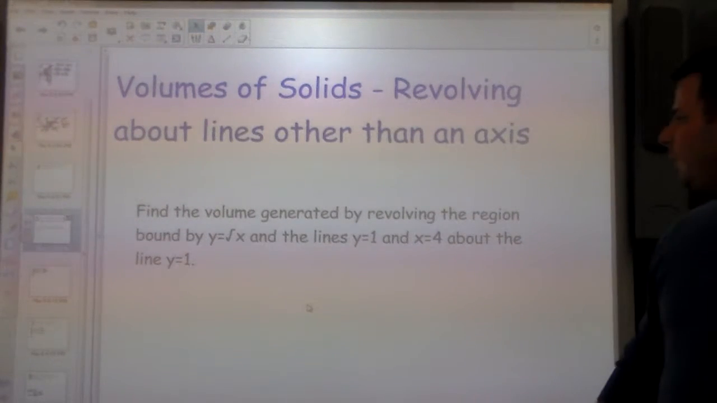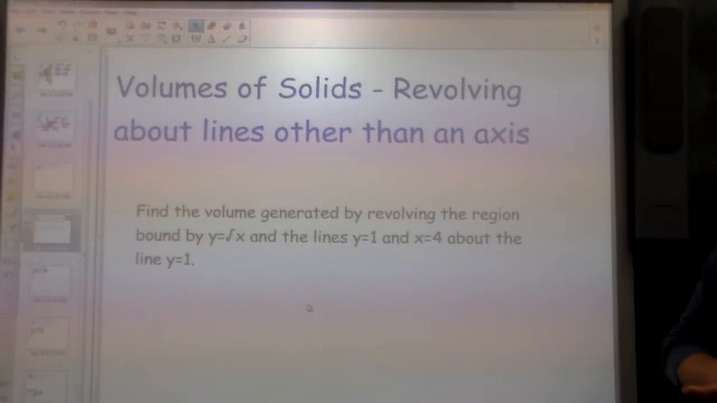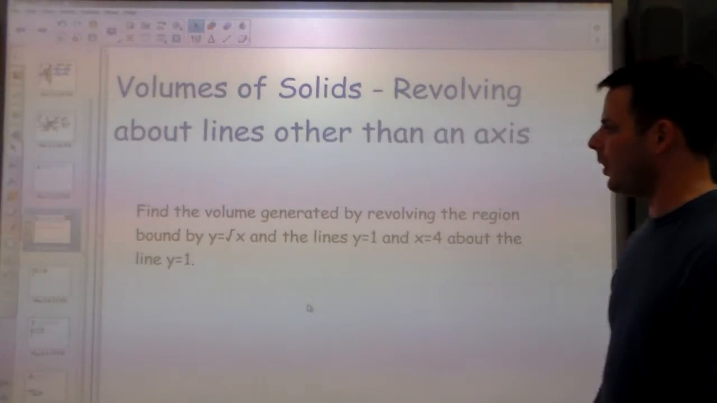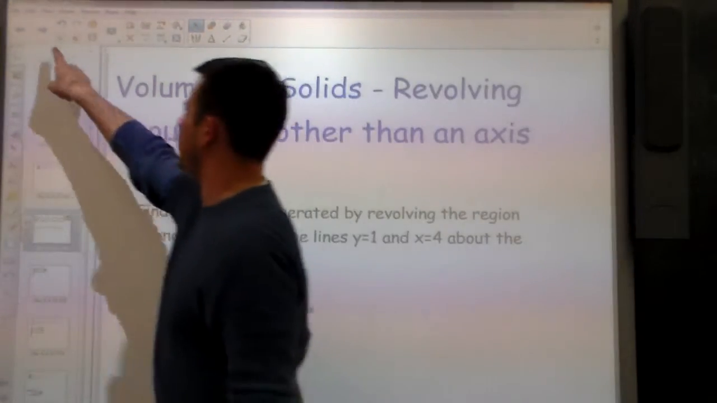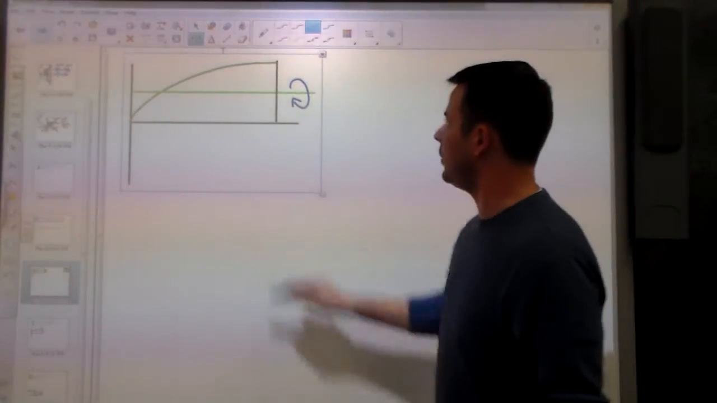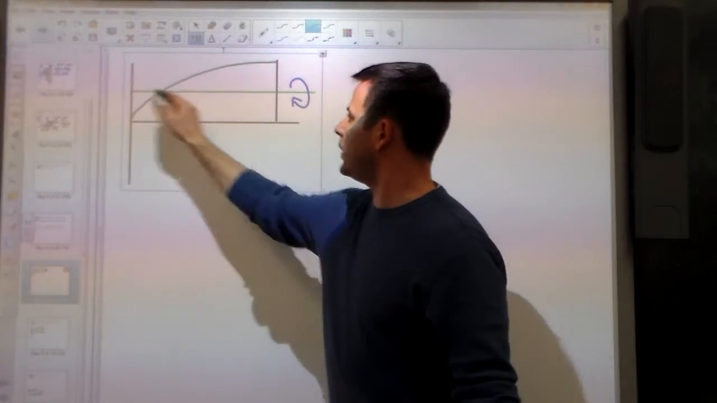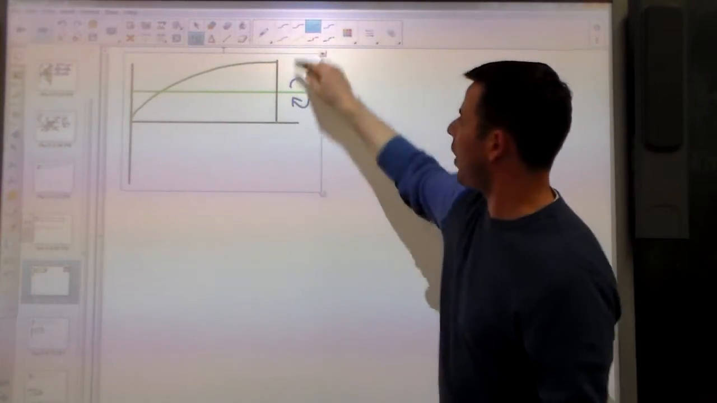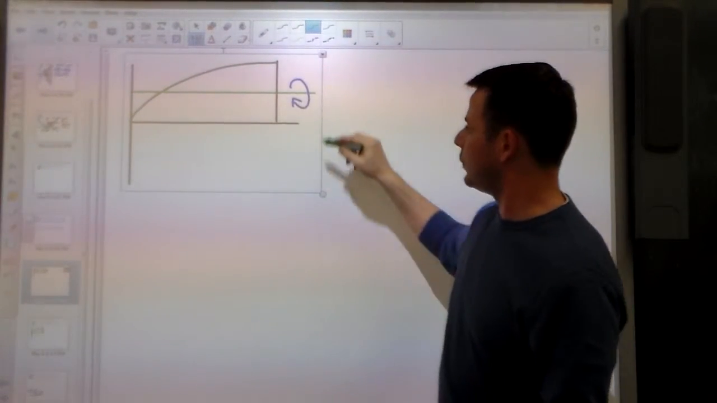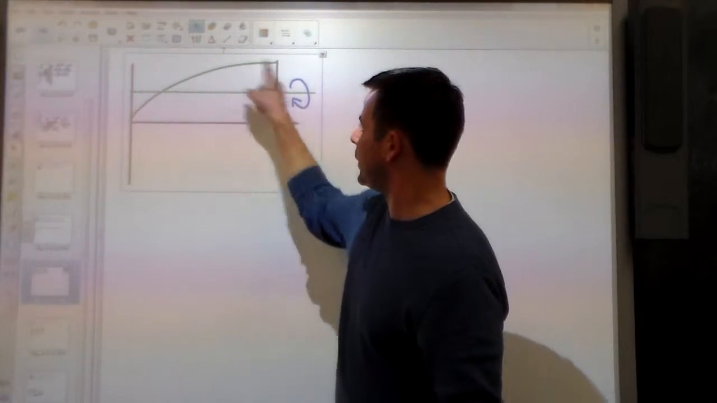For example, let's say we have a region bound by the graph of y equals radical x, y equals 1, and x equals 4, and let's revolve it about the line y equals 1. So that graph would look something like this, and this is a rough sketch of the region. Here is the function y equals radical x, here is the line y equals 1, and here is the line x equals 4. So we want to revolve it about y equals 1. The region that we will be revolving is this region here.